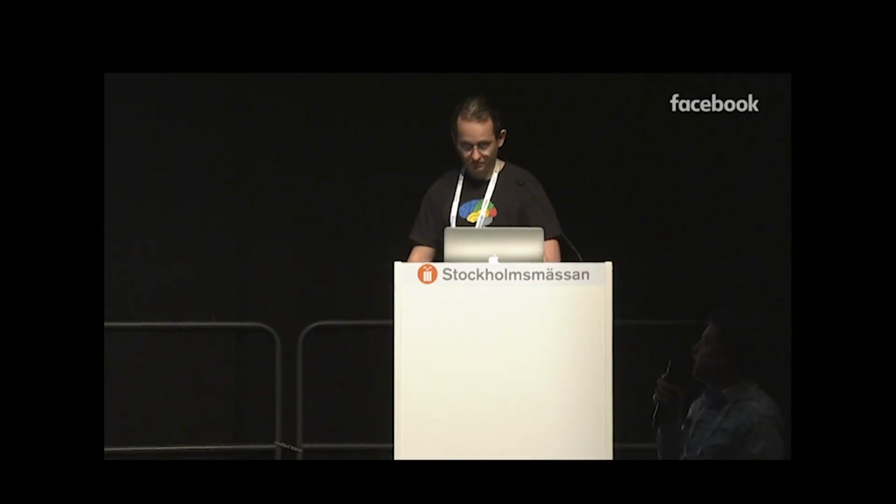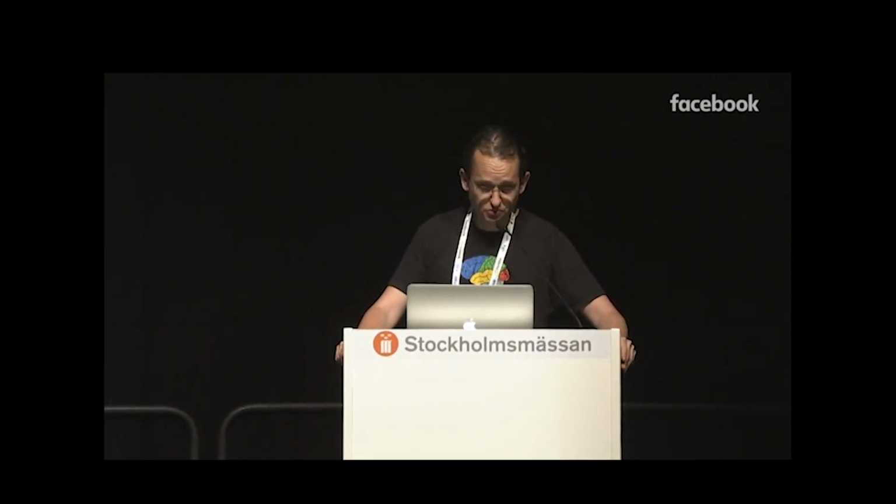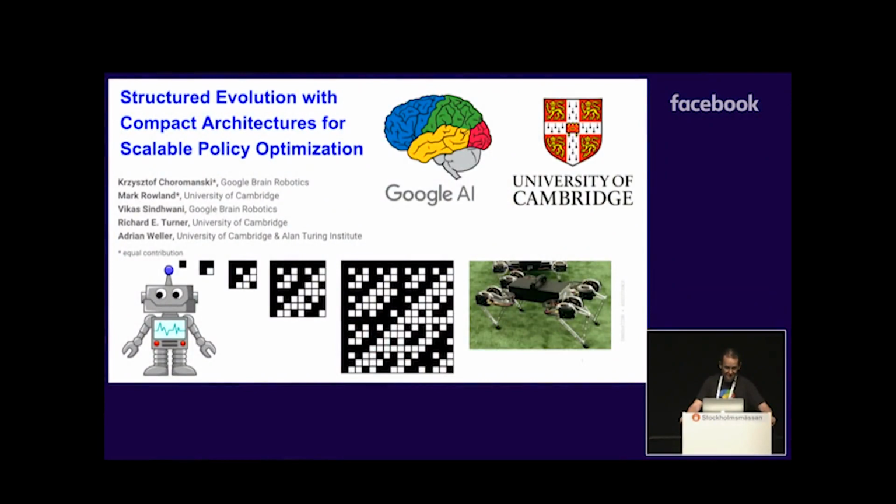We have Krzysztof Choromansky talking about structured evolution with compact architectures for scalable policy optimization. It's a great pleasure to give this talk. Google Brain Robotics team in New York and Cambridge University. It's a joint work with Mark Rowland, Vikas Sindhwani, Richard Turner, and Adrian Weller.